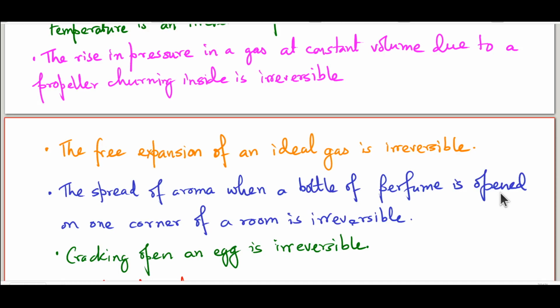Another obvious example from daily life: you crack open an egg to make an omelette. Fine, that can be done. But this process is irreversible. The cracks don't seal and the contents of the egg do not return to the egg. So this is also an irreversible thing.